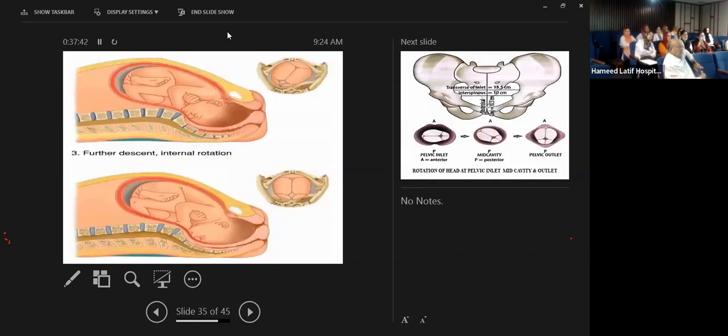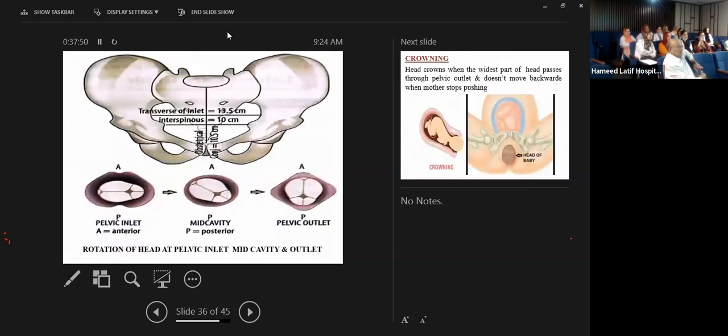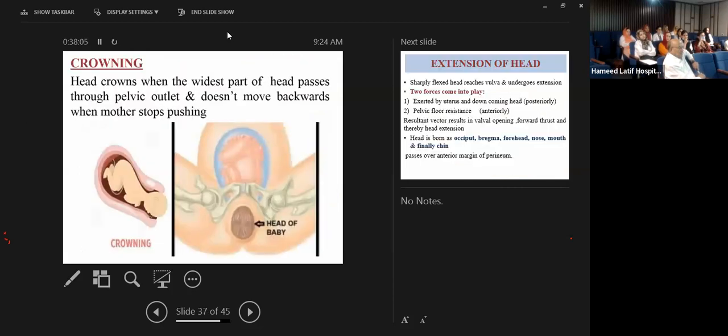Here we can see first it was left occipital anterior, and now it has become occipital anterior. At the start of labor, the head entered the pelvic inlet in the transverse diameter. Then there is right occipital anterior, and then it is the occipital anterior position.